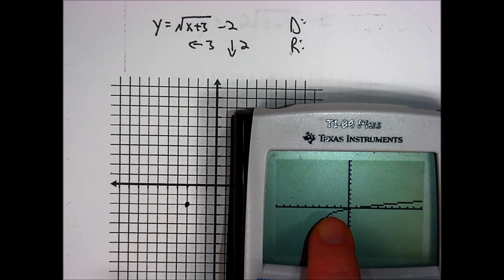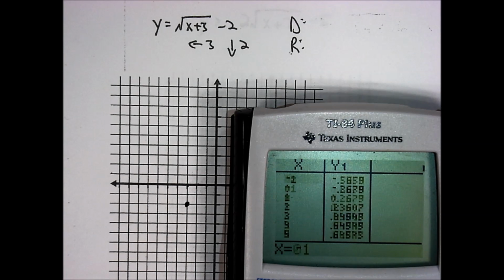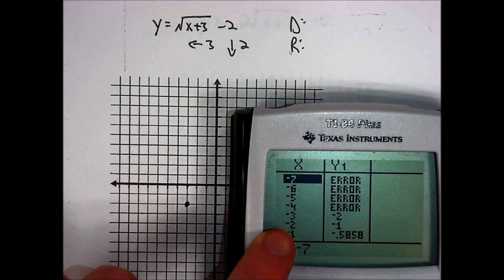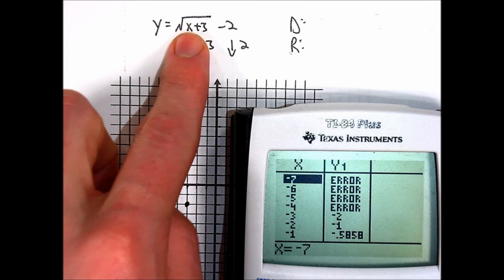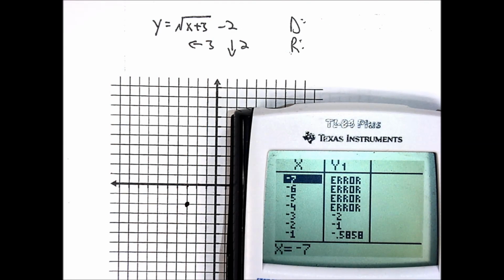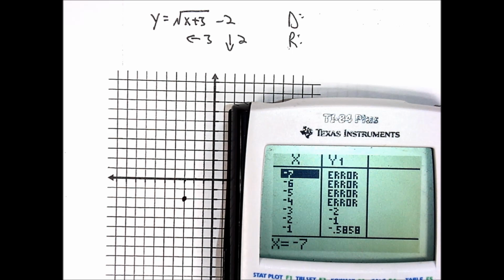Okay, so it starts off down here and then comes up and to the right. If you want to get some nice points, we can do our table. And really we only need the nice ones. Okay, we get up to here, error, negative 4. If I did negative 4 plus 3, that's going to be a negative 1, and the square root of negative 1 is going to be imaginary. So our calculator's not going to do those for us.